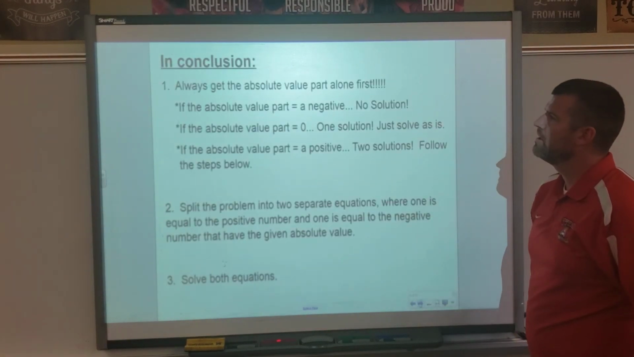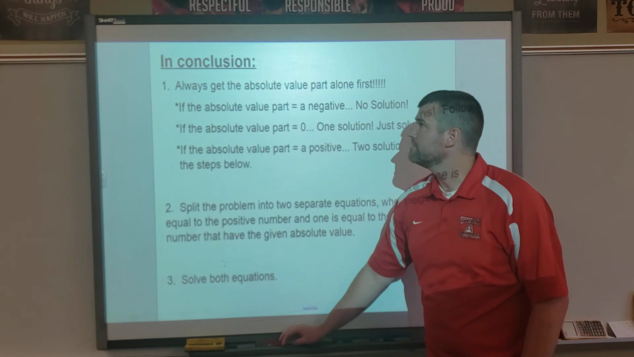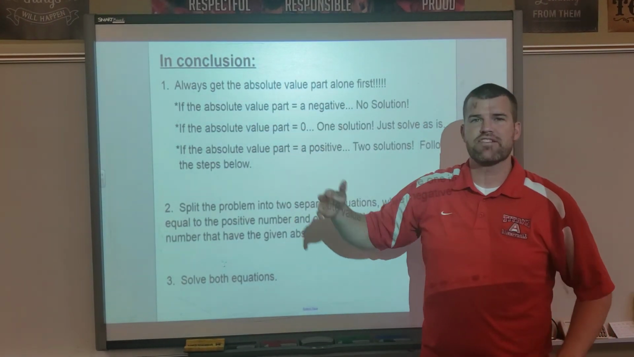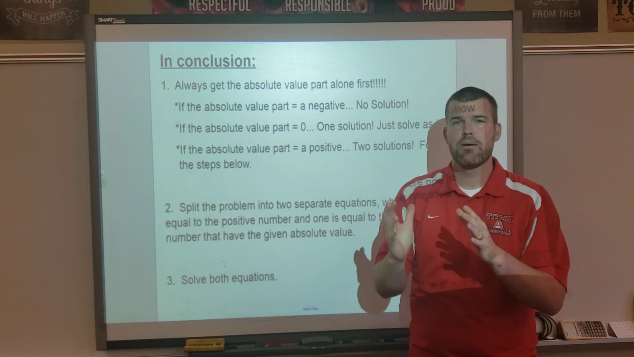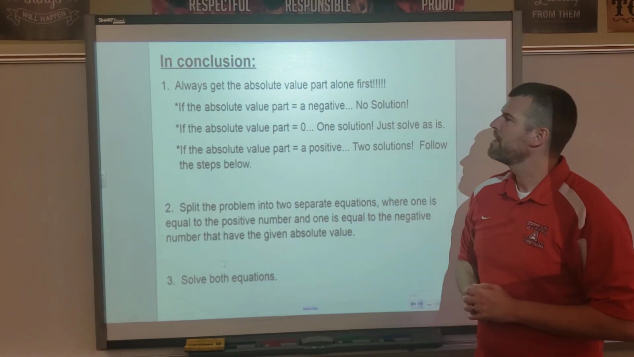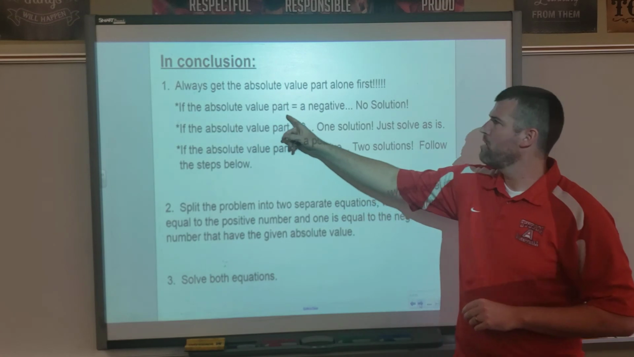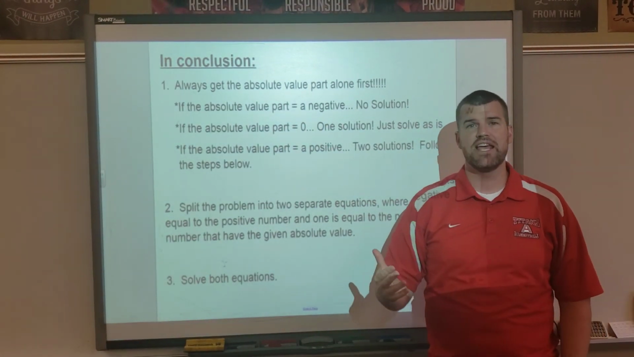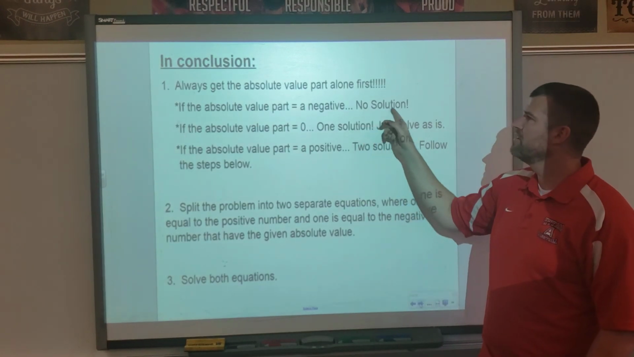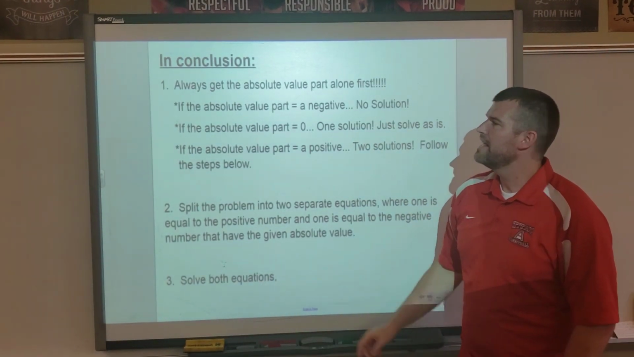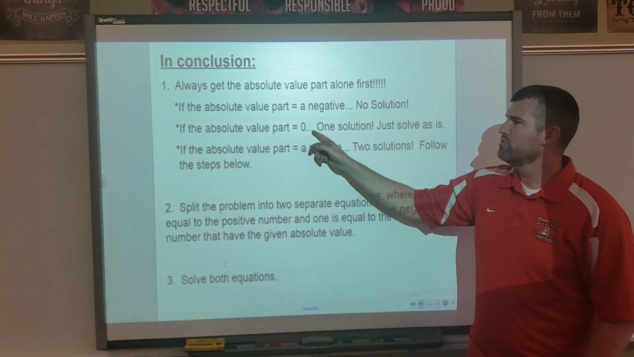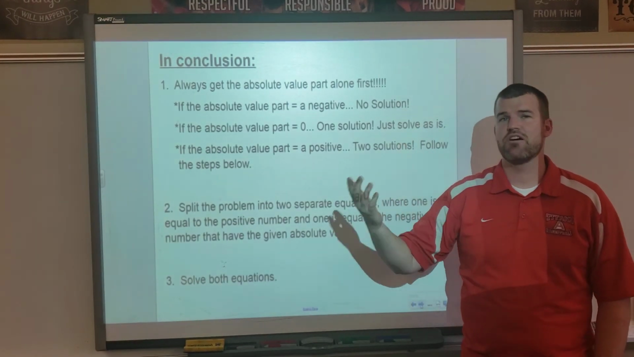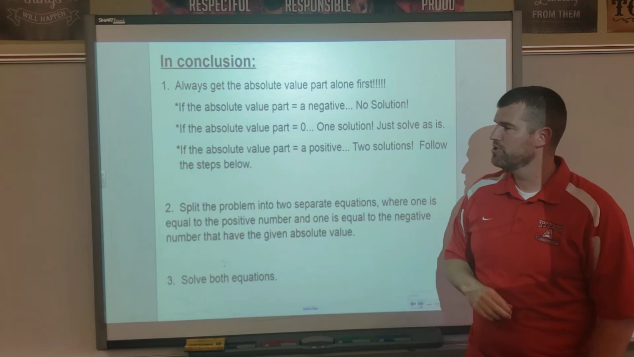All right, so in conclusion, always get the absolute value part alone first. If there's anything outside of the bars, move those to the other side. If the absolute value part is a negative number, so if it says absolute value of x equals negative 5, you get no solution. If the absolute value part is equal to 0, then that means we're going to get 1 solution. So we just solve the problem equal to 0 and we get our solution.